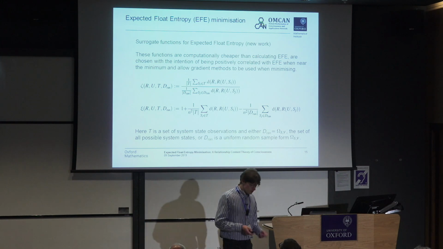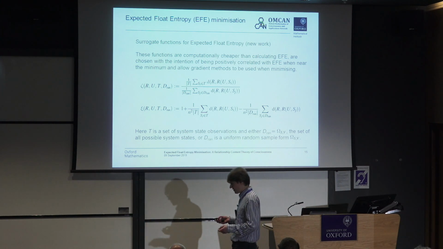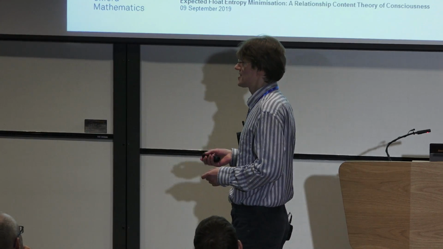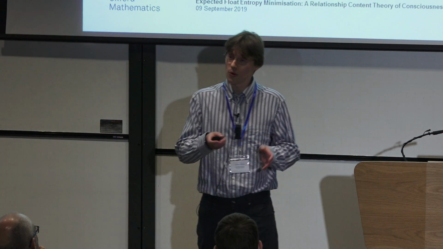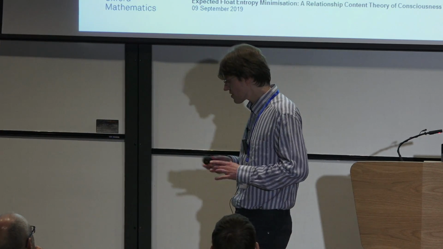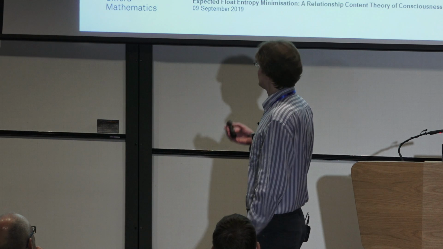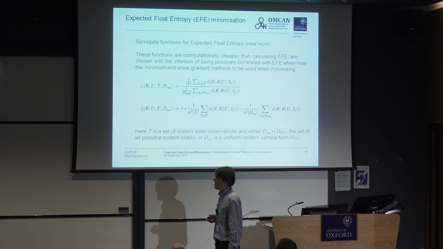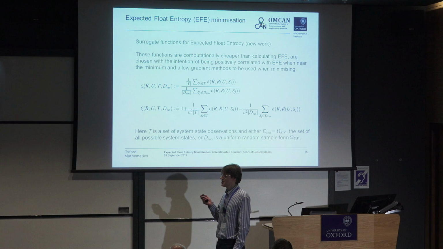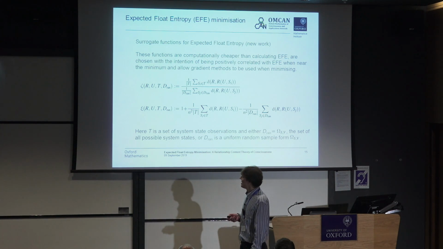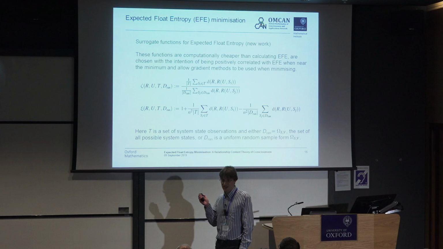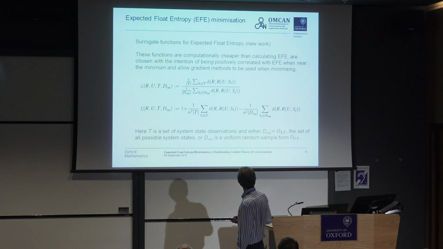So moving on. One slight issue with expected float entropy as an objective function is that it's quite expensive to actually calculate. The computational work required scales like the number of all possible system states squared. So it's a good idea to try to find some surrogate functions which are much, much computationally cheaper. These suggestions, candidates, scale like 2 times the number of all possible system states. So it's moved from being an exponent to being a factor. So they're much cheaper. I'm still working on this. The important thing is that they must be positively correlated with expected float entropy near the minimum. That's the important thing. But this is work in progress at the moment.